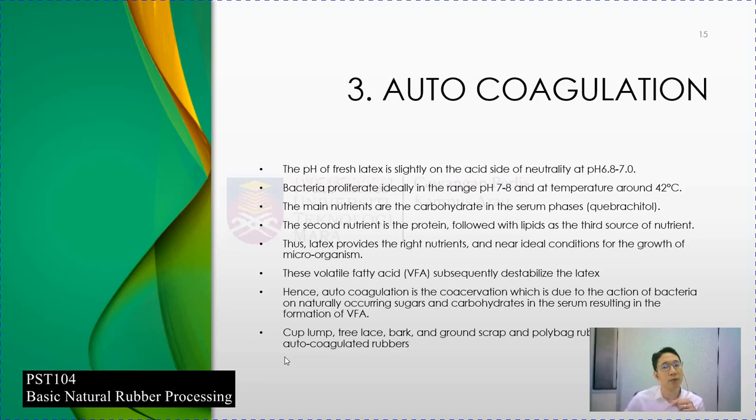This volatile fatty acid, VFA, subsequently destabilizes the latex. Okay, as the microorganism process starts and it grows, the VFA number will be elevated and it will destabilize the latex. Okay, hence autocoagulation in the conservation, which is due to the action of bacteria on naturally occurring sugar and carbohydrate in the serum, resulting in the formation of VFA. The cup lump, tree leaves, barks, ground scrap and polybag rubber are examples of autocoagulated rubber.